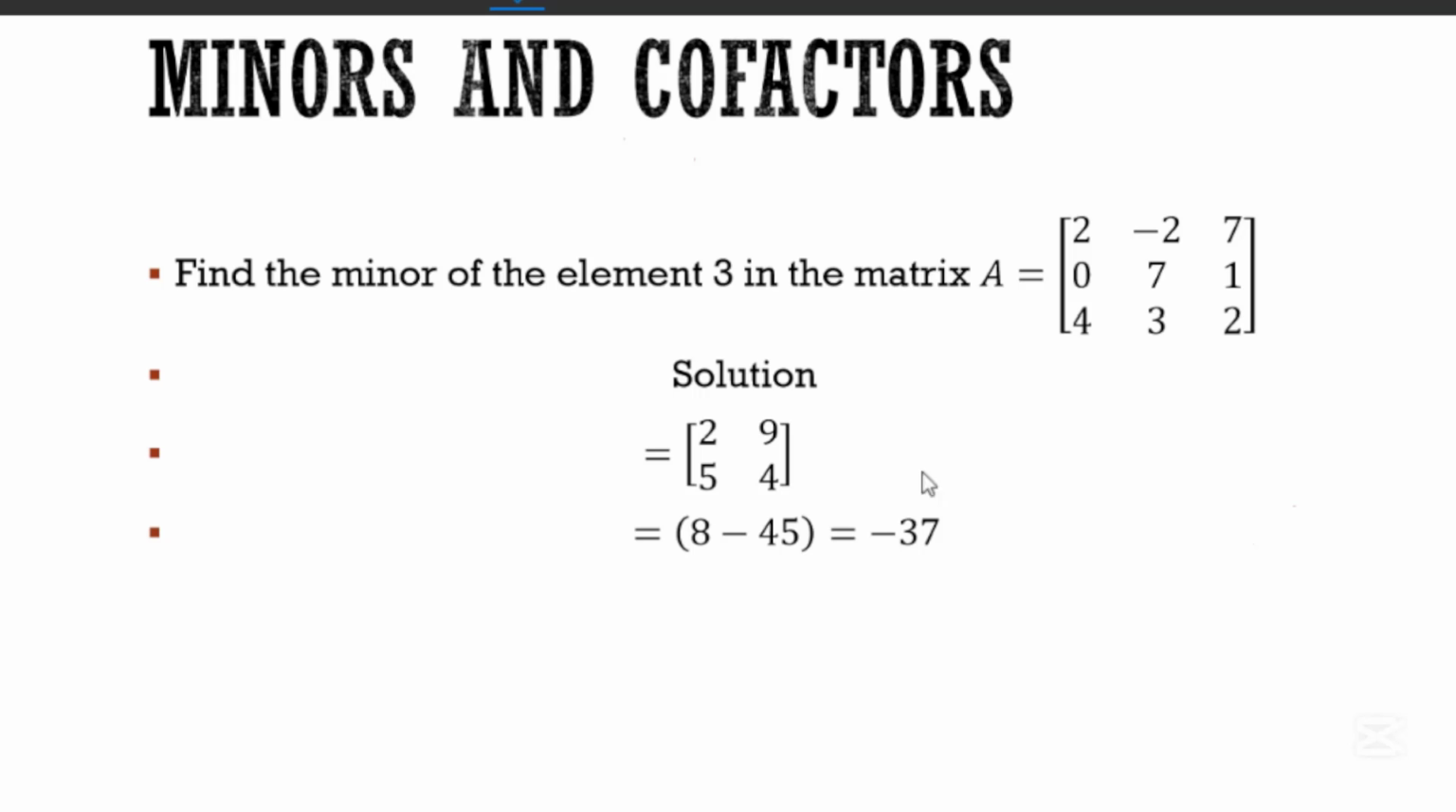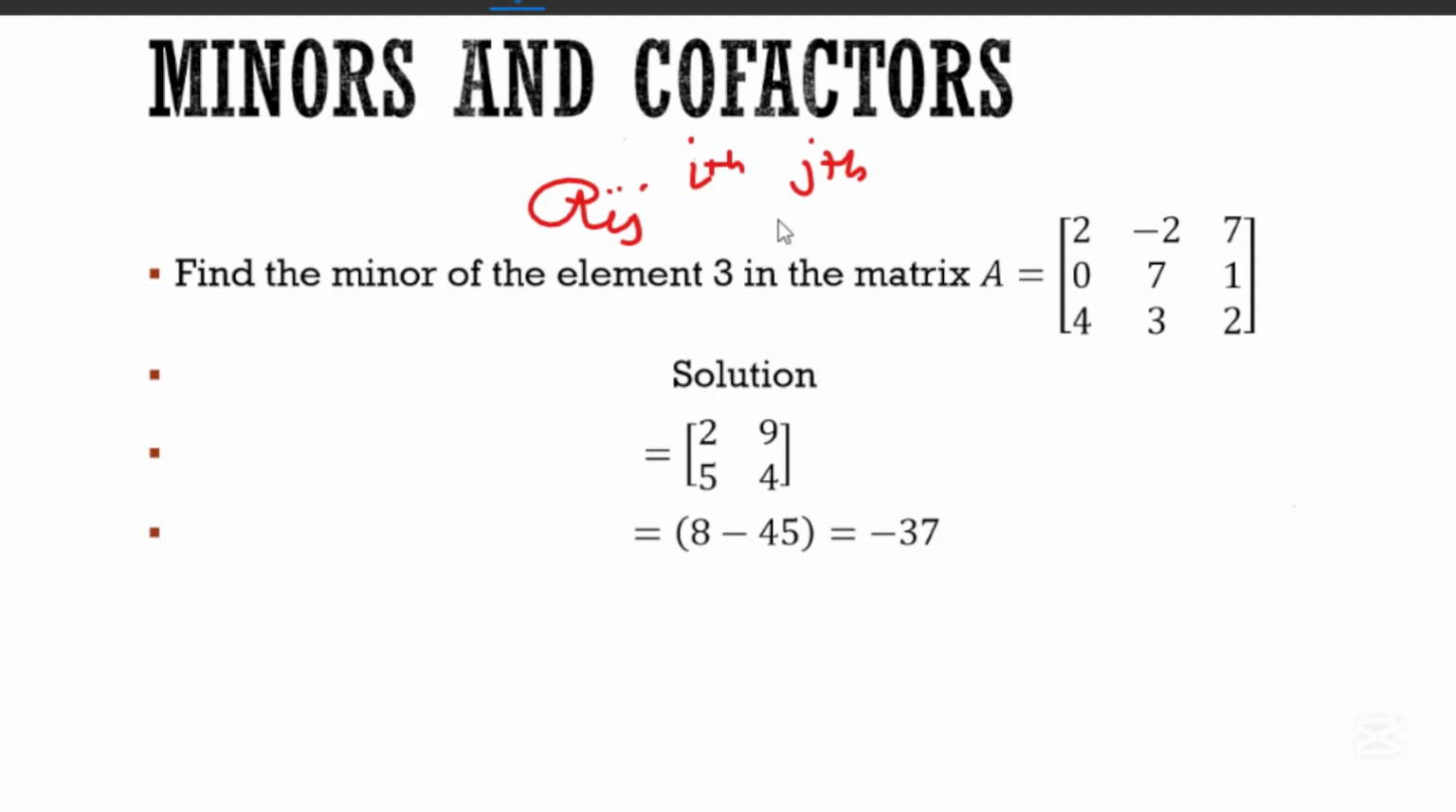Under this section of this tutorial, we are looking at minors and cofactors of a 3 by 3 matrix. Now, when we talk of a minor, we are referring to a value that is computed from the determinant of a square matrix, which is obtained after crossing out a row and a column corresponding to the element under consideration. So, for example, if you are to find the minor of an element aij, then we are to delete all the elements in the ith row and the jth column of that particular element.